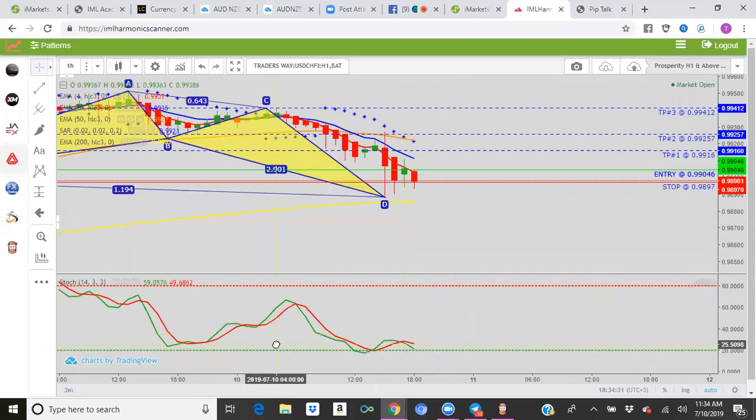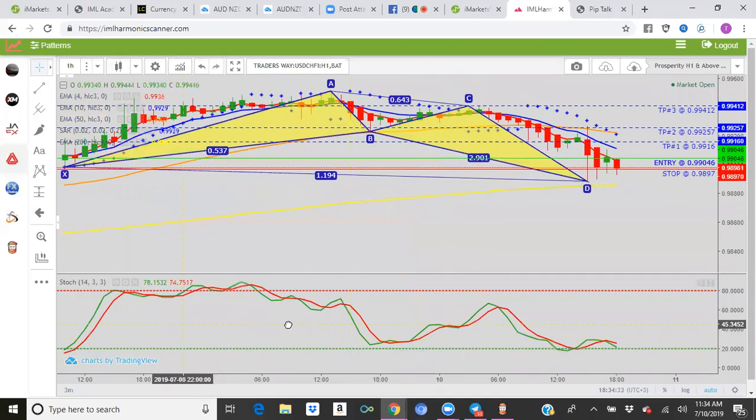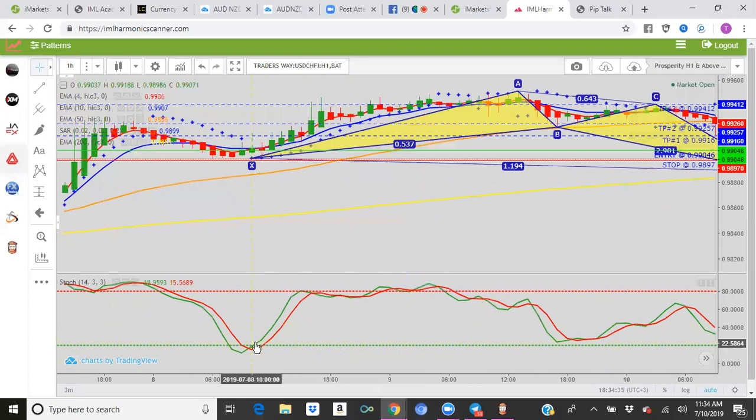So let me give you a good example of that. Right here, this is how you want your stochastic looking for a buy. The green line on top of the red line, and they're both going up. It came from down here from an oversold spot, and they were moving up. And you see how this lines up here?